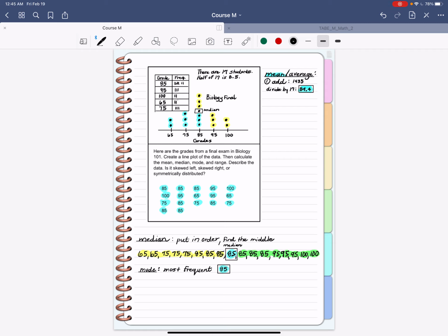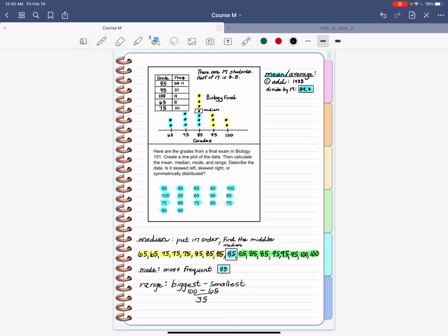The range. Remember, range is the biggest minus the smallest. So the highest score was 100. The smallest of these was 65, or lowest, you could say also. So to get the range, you're going to subtract. 100 minus 65 is 35. So the range is 35.